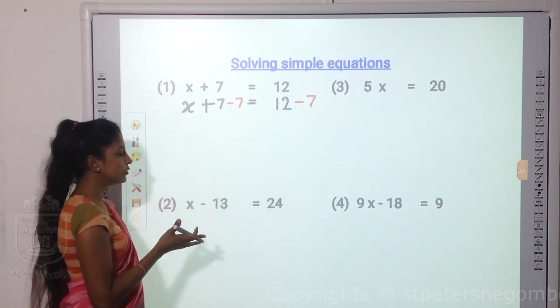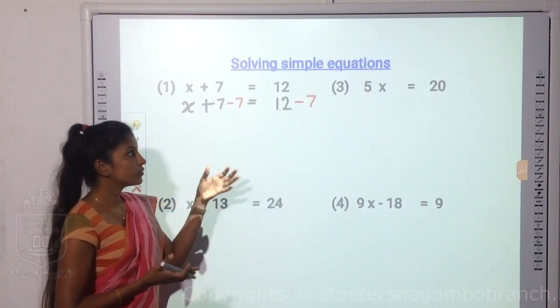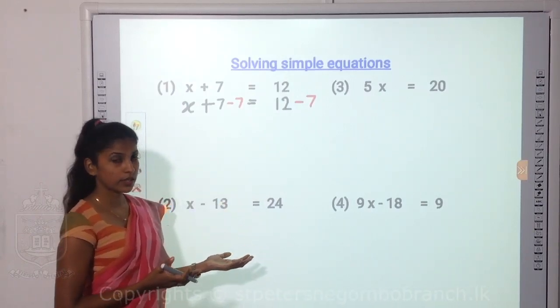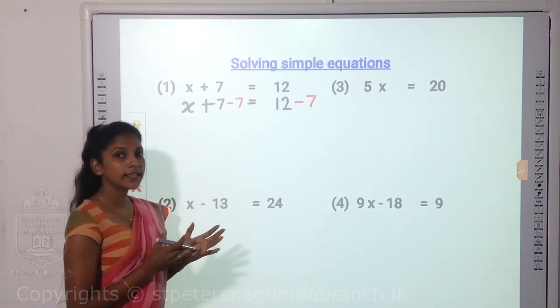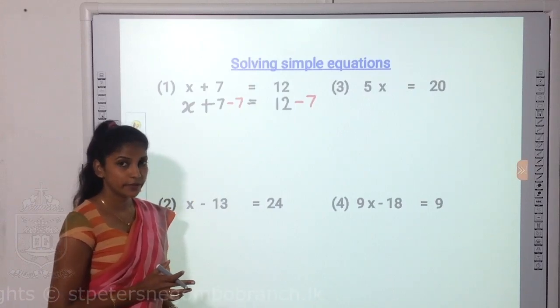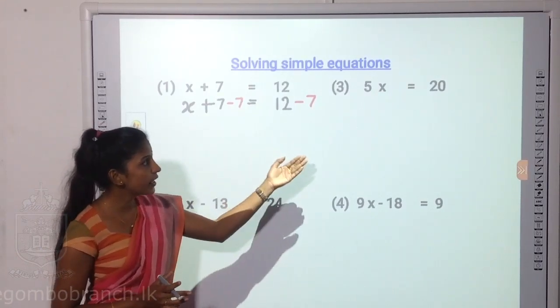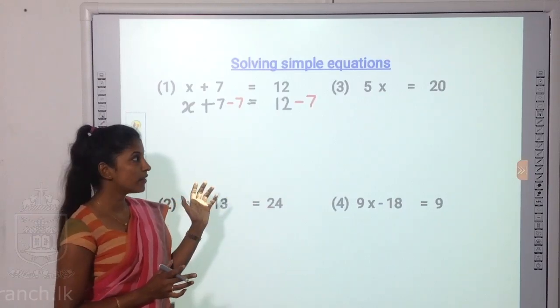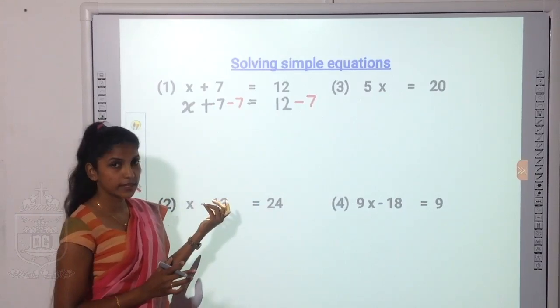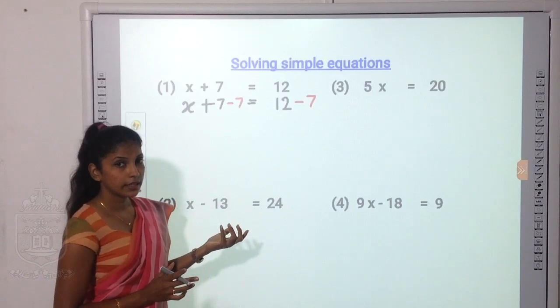Now why do we have to do the same change for both sides? So you know that since it's an equation, you have to maintain the equal mark throughout the simplification. So in order to maintain the equal mark, you have to do the same change for both sides. Otherwise, if you do a change only for one side, you can't maintain the equal mark.